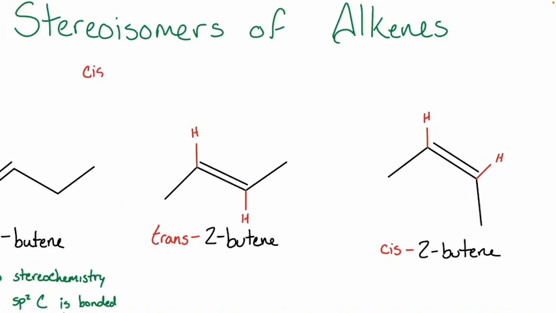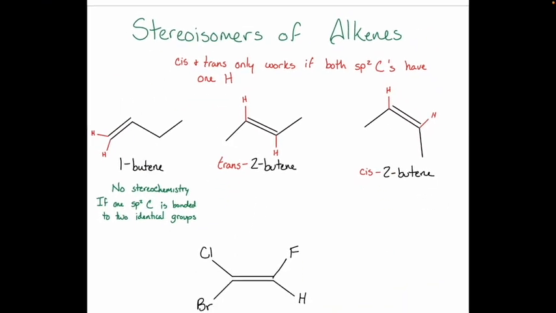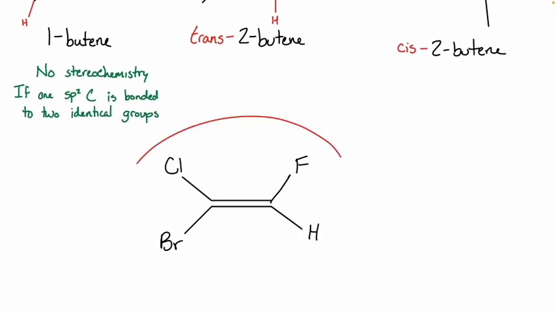All right, so we can just note cis and trans only works if both sp2 carbons have one hydrogen. If those hydrogens are on the same side, it would be cis. If they were on opposite sides, it would be trans. But if you replace any of those hydrogens with another atom, all of a sudden that cis and trans goes to crap.